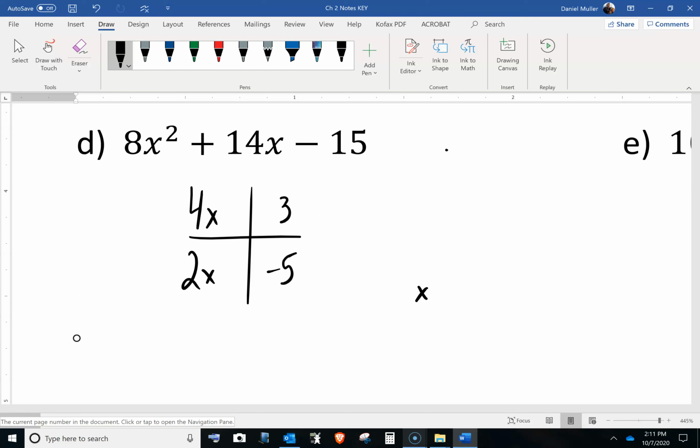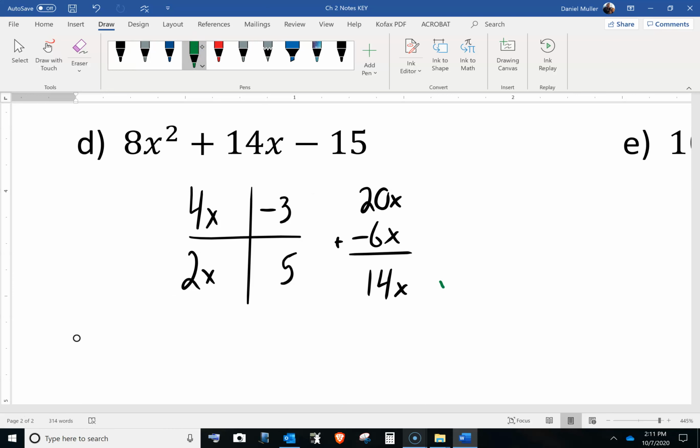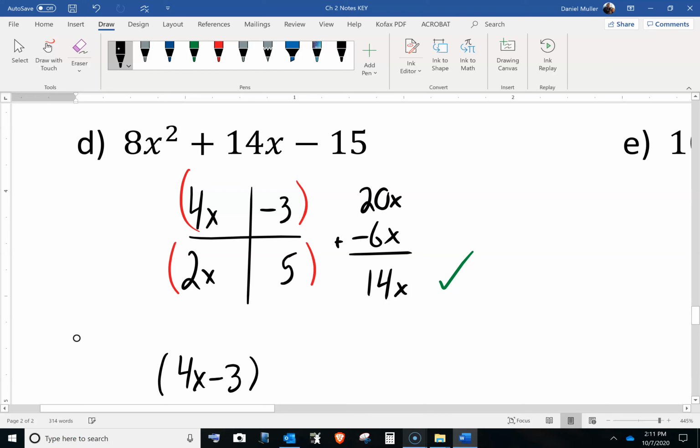So, like I said before, if you ever get the right number but the wrong symbol, you can change it. So a 3 will become a negative 3, and this negative 5 will become a positive 5. Now I can do my diagonals. So 20x, negative 6x, which if you add them together, get you a positive 14x. And that's what I need. That's my middle term. So I've got a 4x minus 3 and a 2x plus 5.